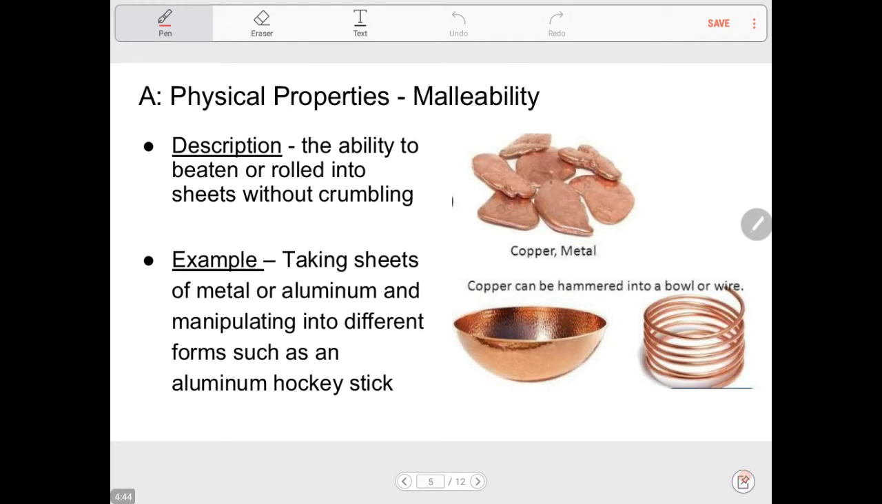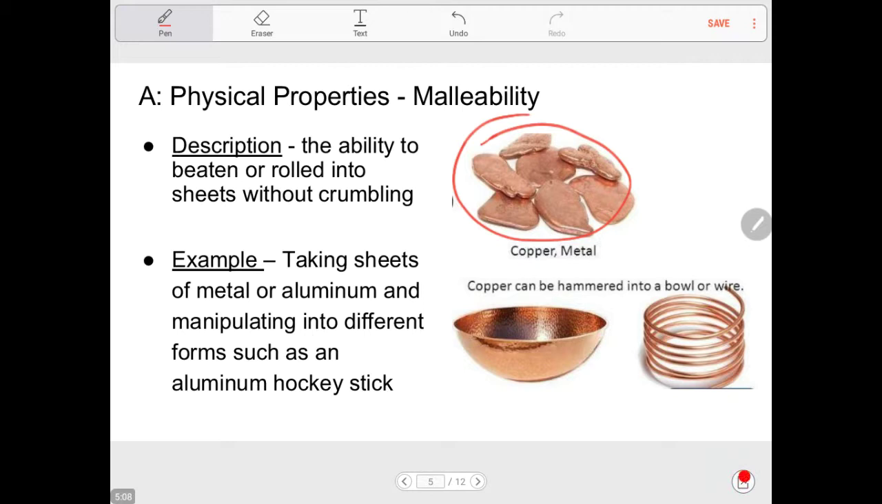Another physical property is malleability. Malleability is the ability to be beaten or rolled into sheets without crumbling. So as you know, if you look at copper metal, this maybe isn't so useful to us as humans, but we do have the ability to roll it out, to flatten it, and it doesn't crumble. It maintains some sort of solid structure that we can shape into what would be useful for us.